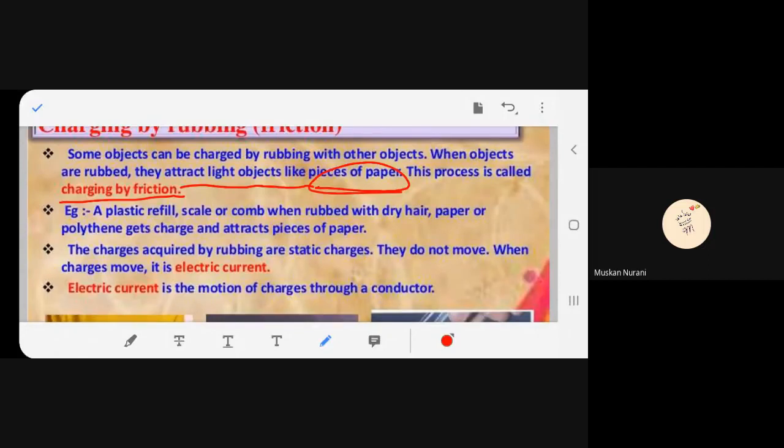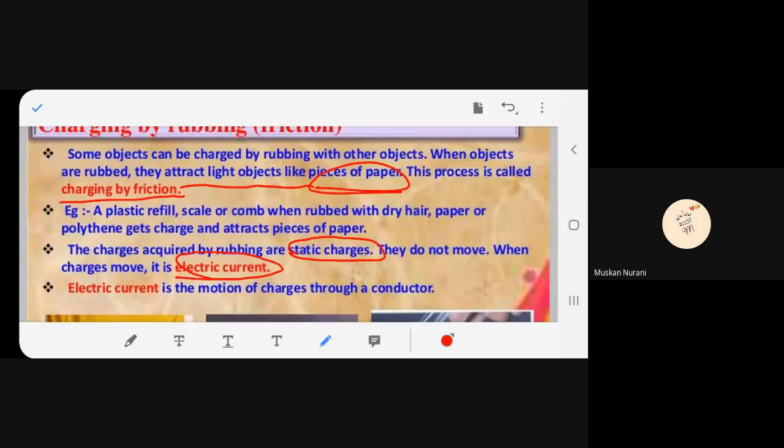And I had told you to do this task at home. Have you done this activity at home? When you rub it on your hair and bring it near pieces of paper, they will start getting attracted. Now the charges created by rubbing are called static charges, because these charges are not moving. The charges which move become electric current.